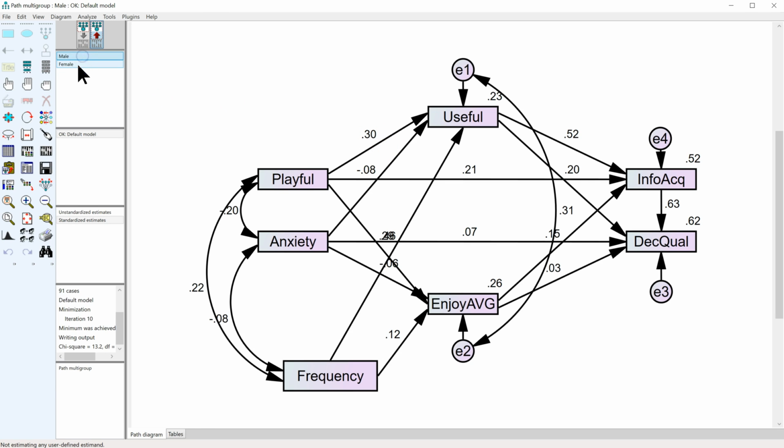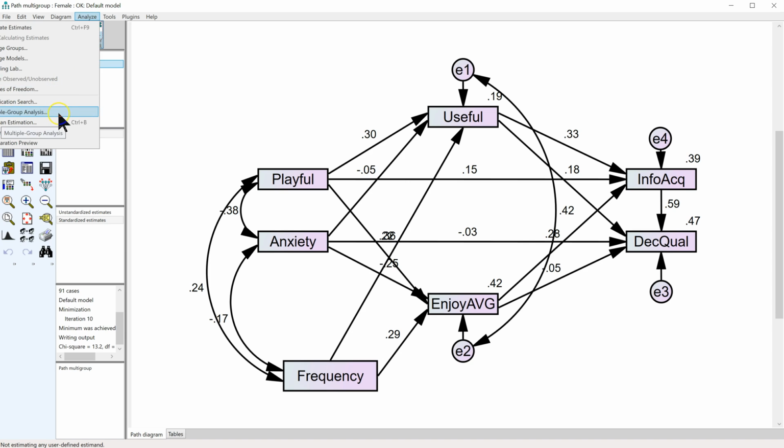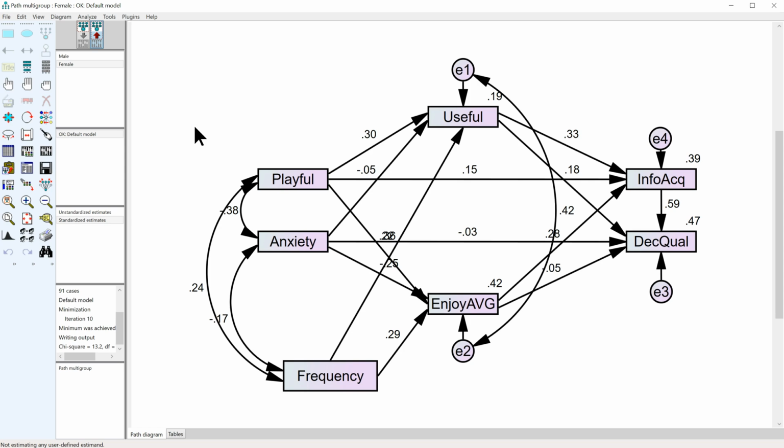I've already shown in a different video how to set up a multigroup model with multiple groups here. And you can just look and see what the differences in regression weights are. And you can go look at the p-values and see if they're different. But to run a multigroup analysis, even with the multigroup analysis tool down here, it's kind of a pain.